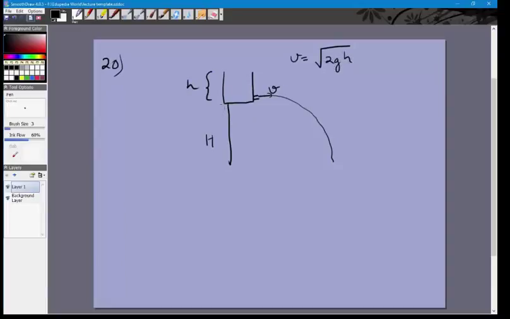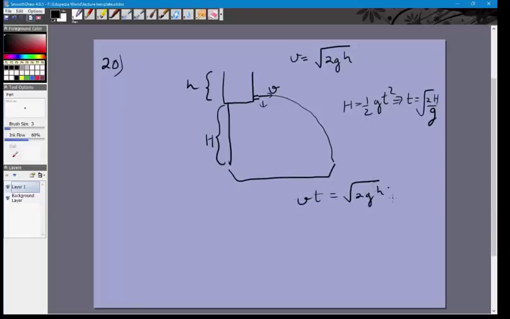And how much time will it take to fall here? The vertical velocity initially is 0, so H is equal to half g t squared, which means t is equal to root of 2 capital H by g. And this is the speed. So the horizontal distance covered will be Vt, which is root 2gh into root 2 capital H by g. And g and g cancel, and we get root of 4hH.